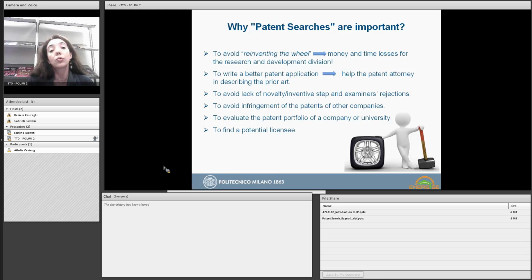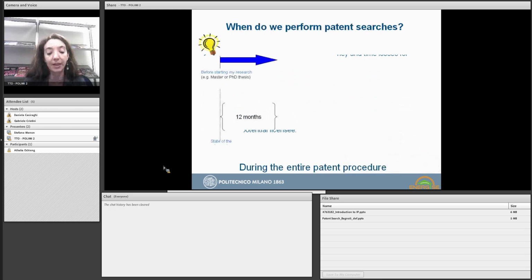Also, if I want to evaluate the patent portfolio of a company or of a university, or if I have to license a patent, I must know the value of the patent, and I must know the situation in the field I'm studying. Moreover, if I want to find a potential licensee, a company that can exploit my patent, I need to perform patent searches to study the other assignees and the other companies involved in that field.